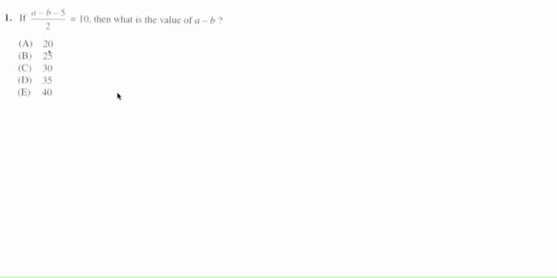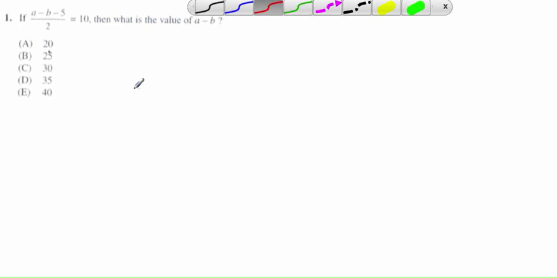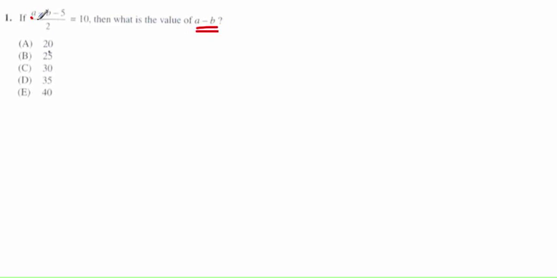So hello, let's talk about a few SAT questions here today. All right, so number one, we have: if a minus b minus 5 over 2 equals 10, then what is the value of a minus b? Notice that a minus b has repeated. These things are quite important because many times questions are written with these things in mind.